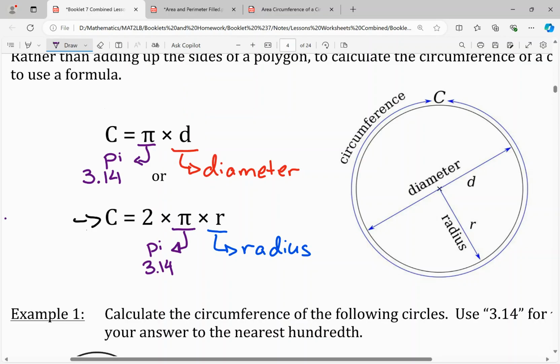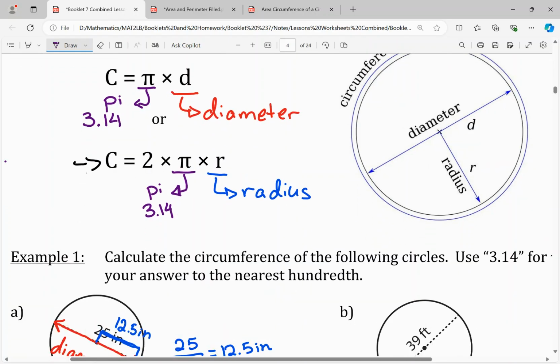So, now we are going to complete a few examples. Make sure that when you're following along with these examples and completing the homework, you're aware of which equation you should be using.